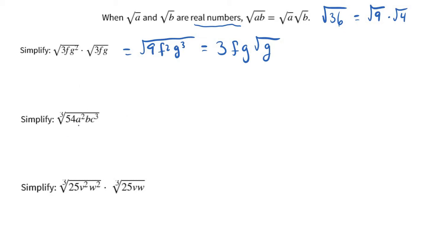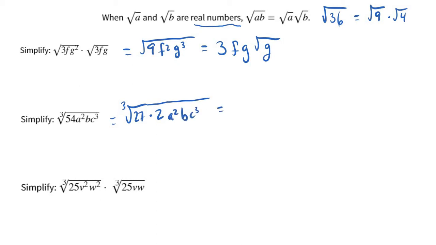How about this guy? Cube root. Now, cube roots are a little trickier, but let's think about them. Maybe in this case, it helps me to break it up and kind of visualize what's going on. So, cube root. Now, 54. Let's see, 54 is the same as 27 times 2. The reason I broke it that way is because the cube root of 27 is 3, 3 times 3 times 3, so that's a nice one. Then a squared, b, c cubed.